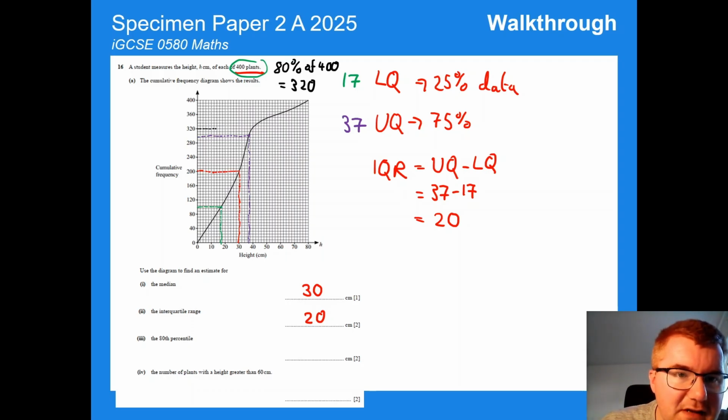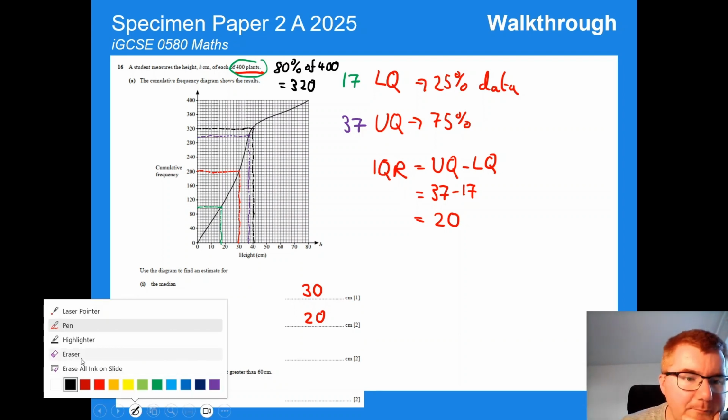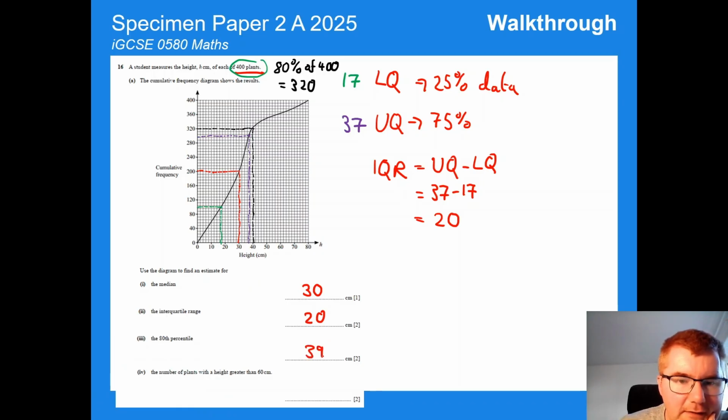This time we're going to go across in black. Across we go. Oh, that's going to be tricky to read off. Okay, let's see how we go. I think it's this line here. Is that 40 or 39? I think it's probably 39. I think it's a little bit before. So I'm going to go with 39 here. Let's see how good I've done here. Yes, 39. Nice.